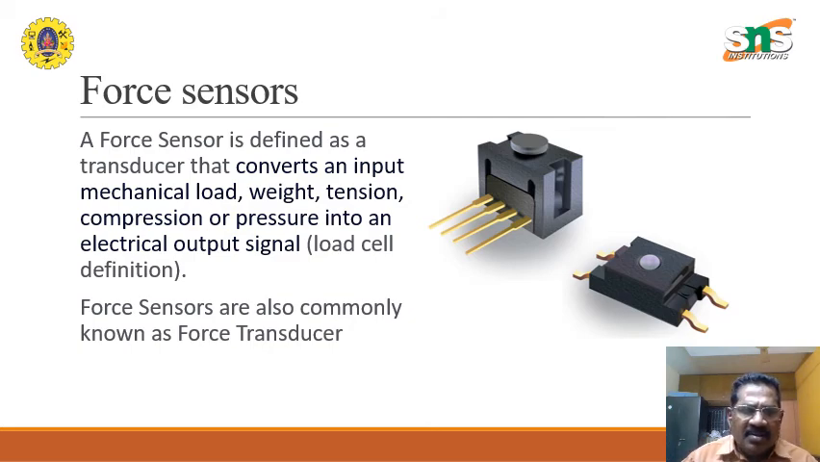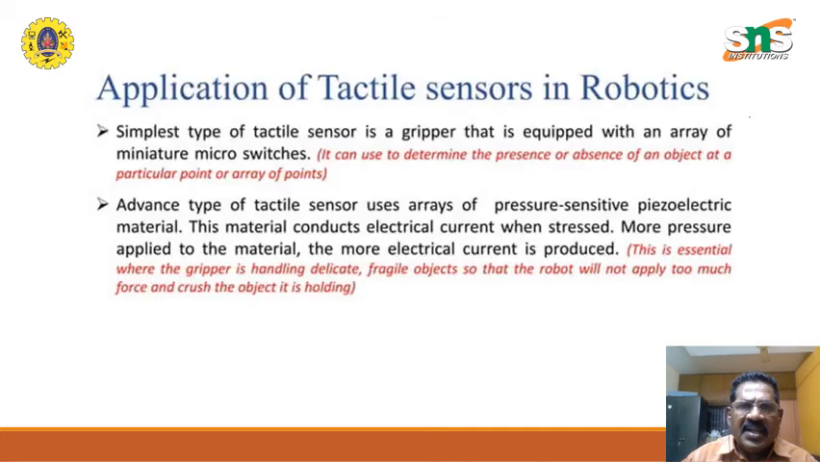Okay. Now, we have the application of tactile sensors in robotics. The simplest type of tactile sensor is the gripper that is equipped with an array of miniature micro switches. It can be used to determine the presence or absence of an object at a particular point or an array of points. The advanced type of tactile sensor uses arrays of pressure sensitive piezoelectric material.